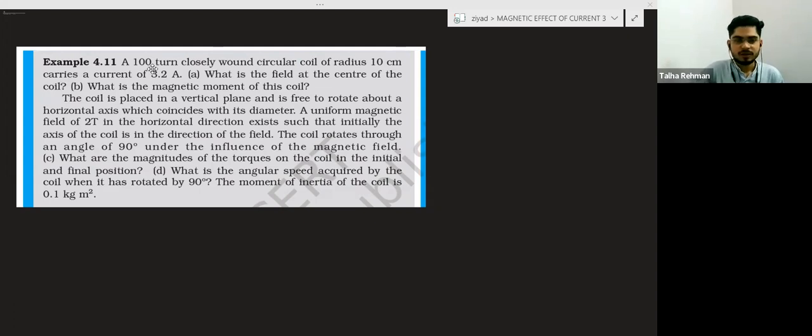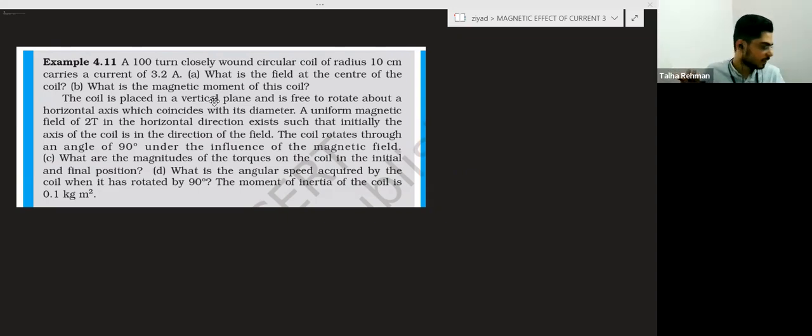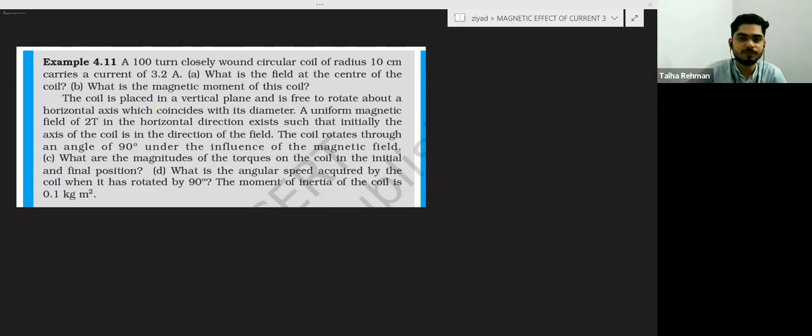Here, a 100-turn closely wound circular coil of radius 10 centimeter carries a current of 3.2 ampere. There is a circular coil having number of turns equal to 100, and in that coil a current of 3.2 ampere is flowing. They are asking in the first part, A: what is the field at the center of the coil? Field means magnetic field at the center of the coil. Secondly, they are asking what is the magnetic moment of the coil. These two parts are very easy.